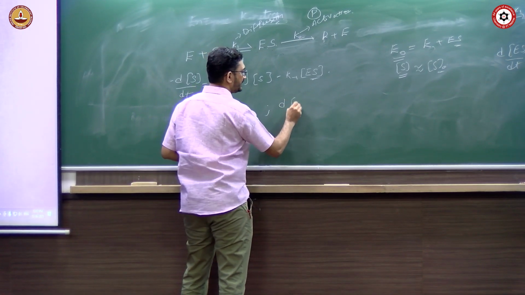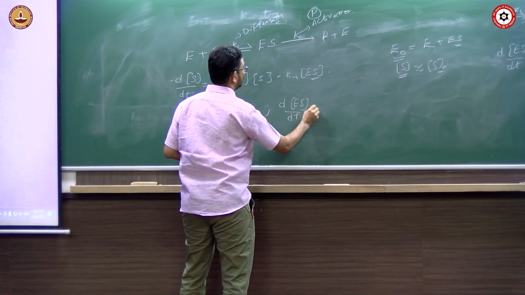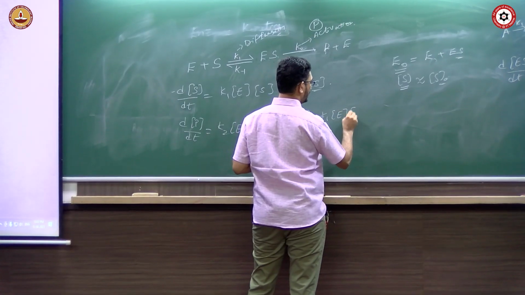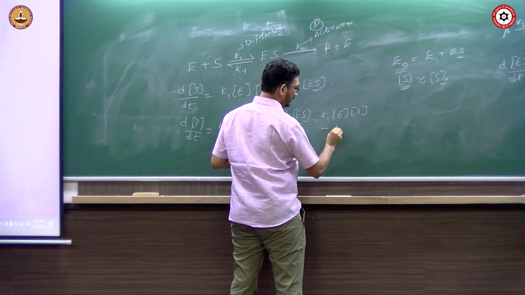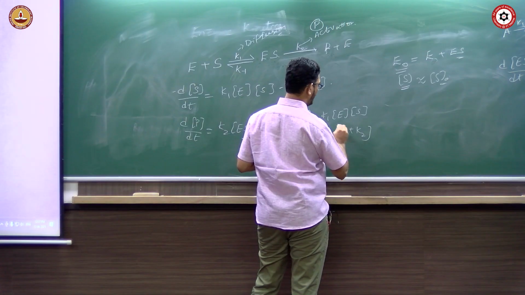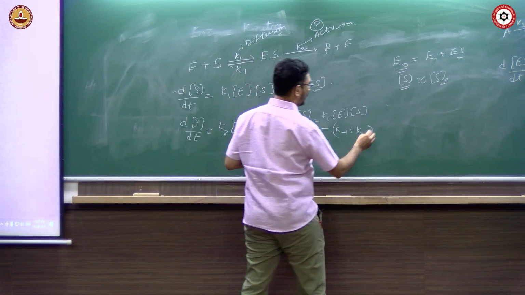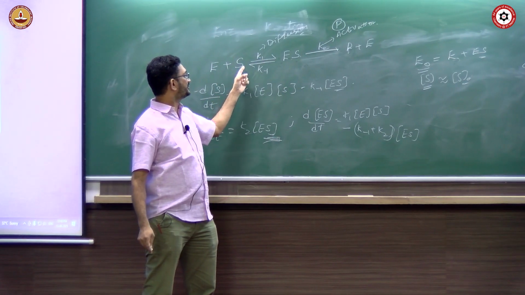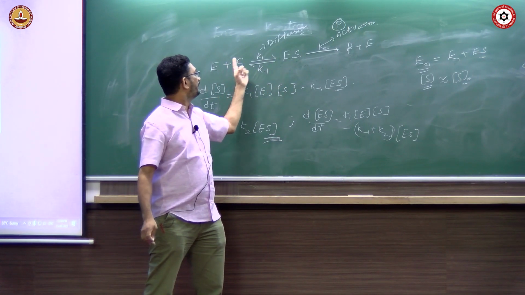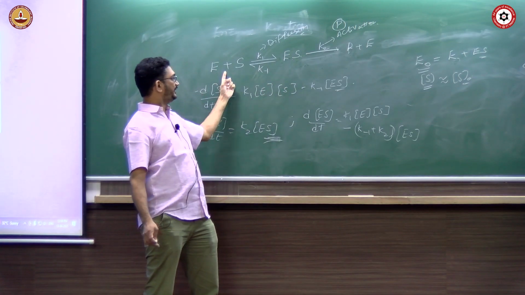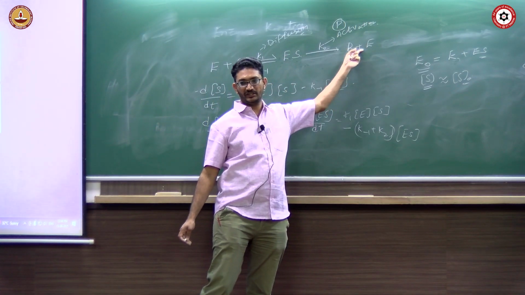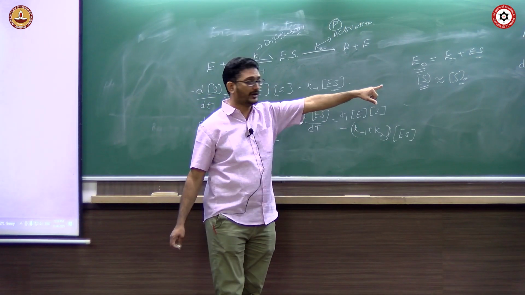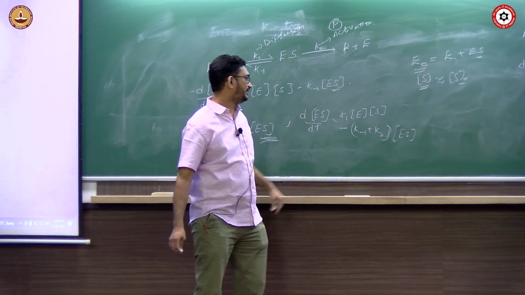So what is d[ES]/dt from this? It is k1 into concentration of E into concentration of S, minus (k-1 plus k2) into concentration of ES. So basically there are three steps: formation of ES, and two steps for disappearance of ES. Now if you apply the steady state approximation, this will be equal to 0.